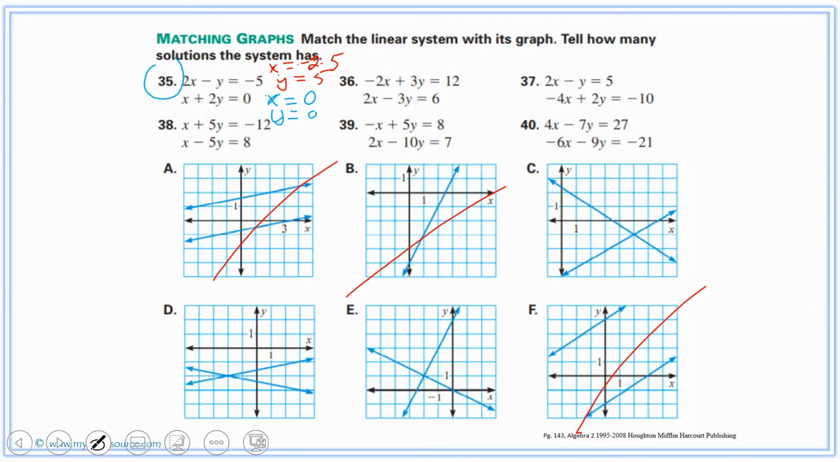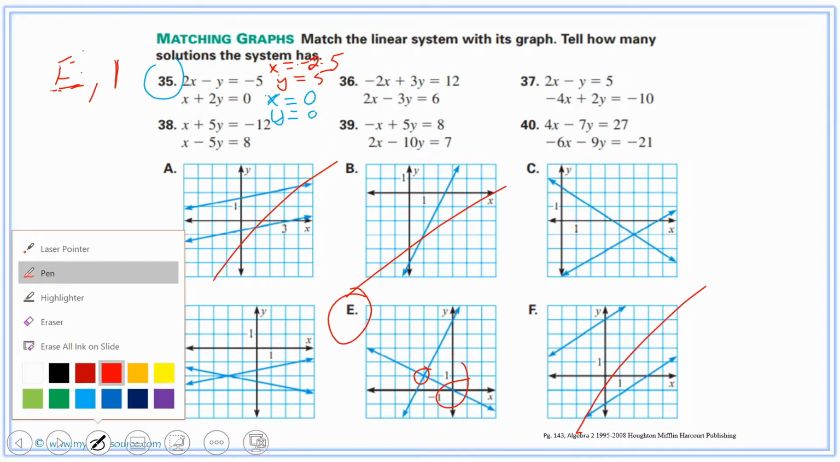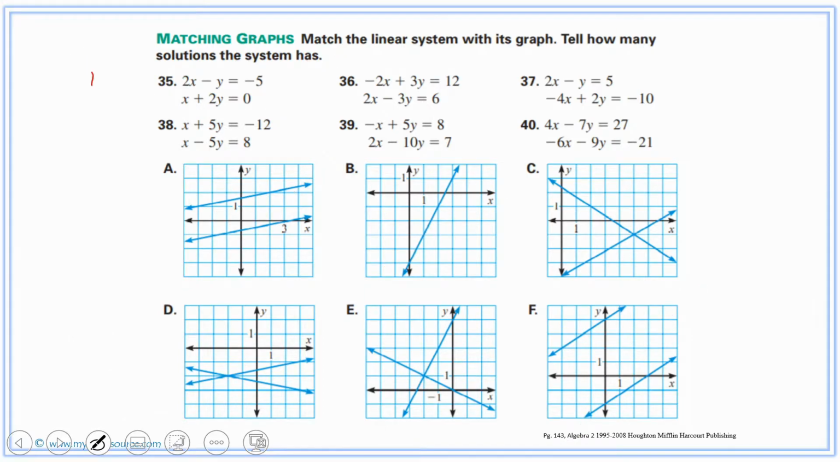For the first one in the blue, do we see something intersecting at x equals 0, y equals 0? Right there. And then x equals negative 2.5 and y equals 5? Right here. And actually, that is the solution to the equation as well. But for this one, E is the answer, and it's one solution. So that's our one. E is the correct answer there. So for 35, we have E and one solution.